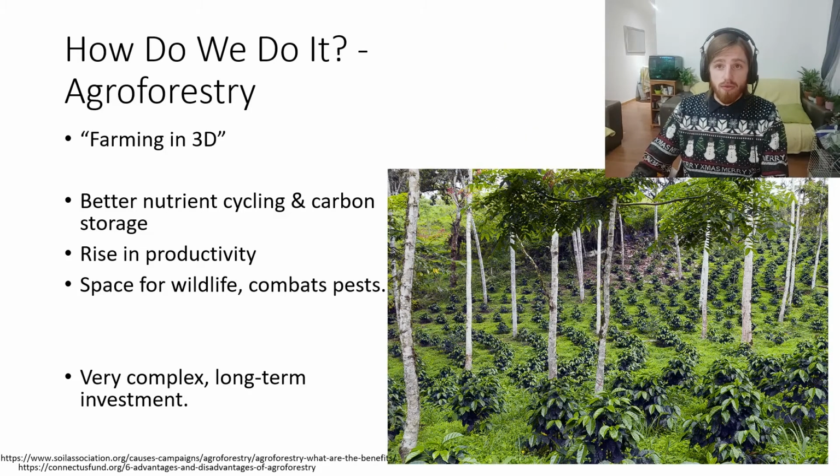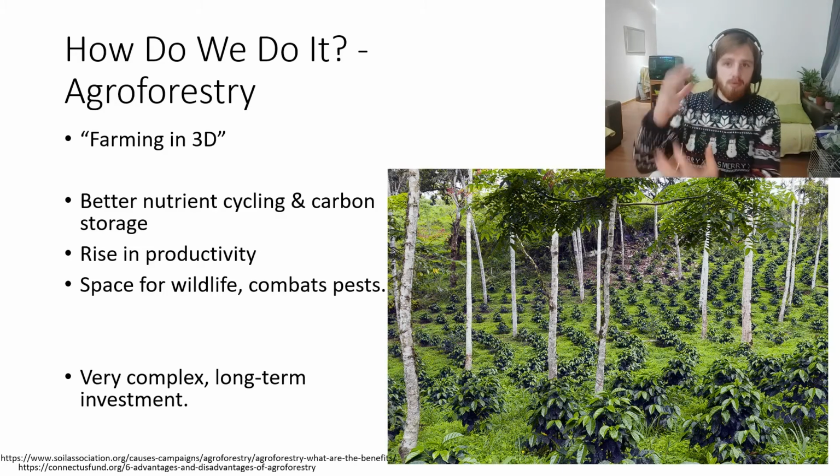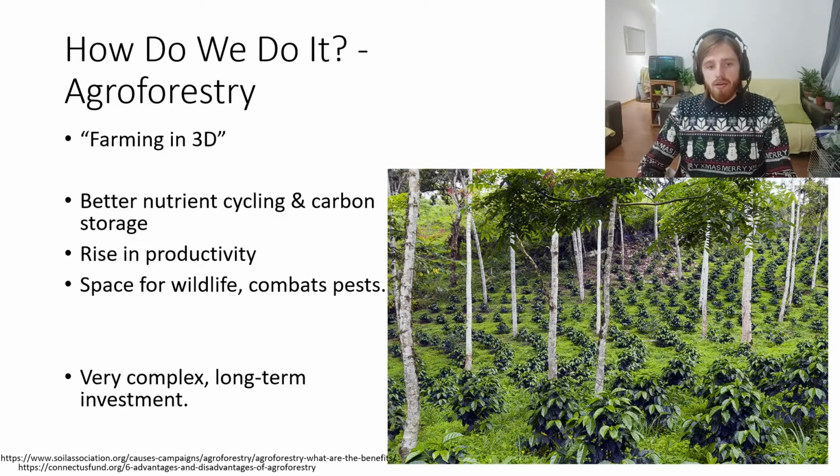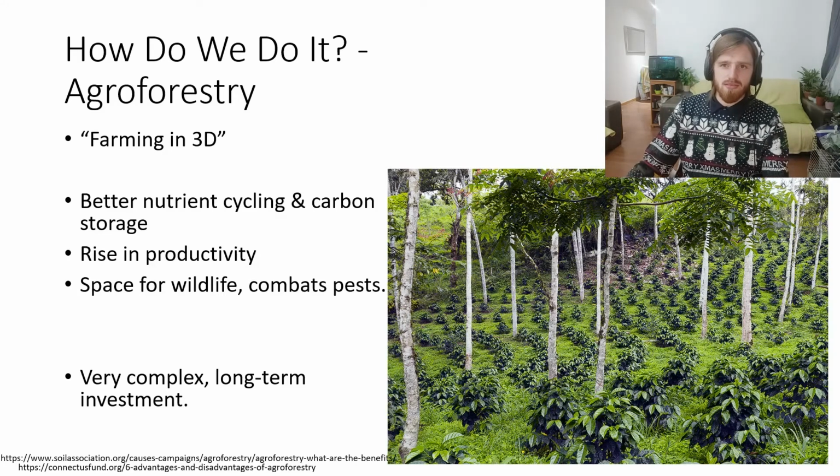There's also agroforestry as an idea, sometimes called farming in 3D. It's better for nutrient cycling as the trees take up the nutrients, and there's carbon storage in trees. It leads to a rise in productivity and also a rise in yield. It also gives space for wildlife and predators who deal with pests. The problem is it's quite a complex way of farming, and a lot of farmers would need to be trained up in order to make this work.